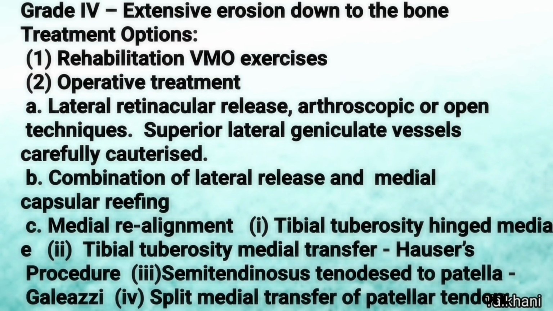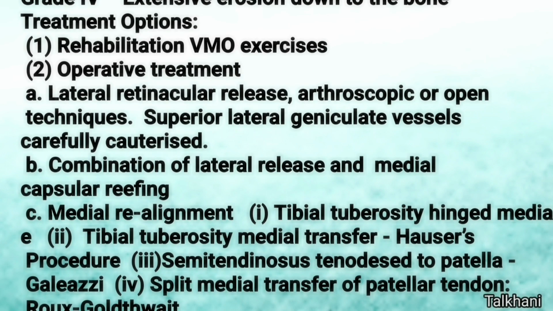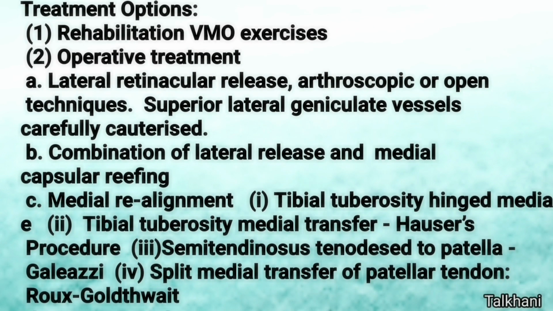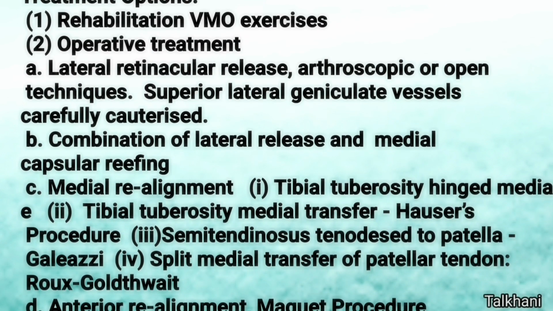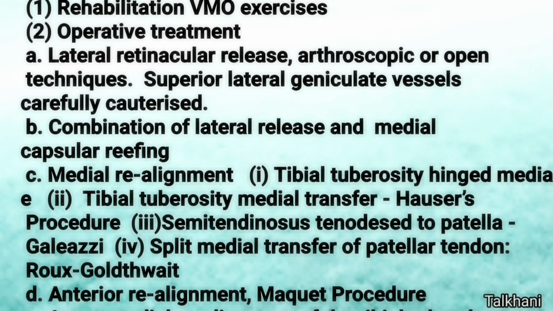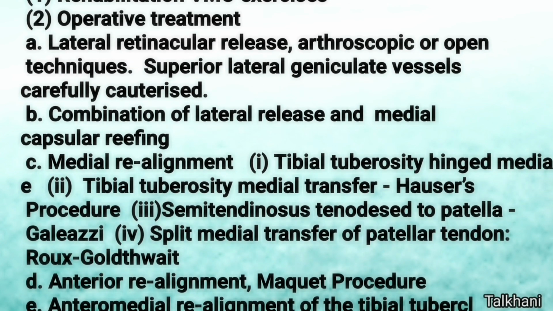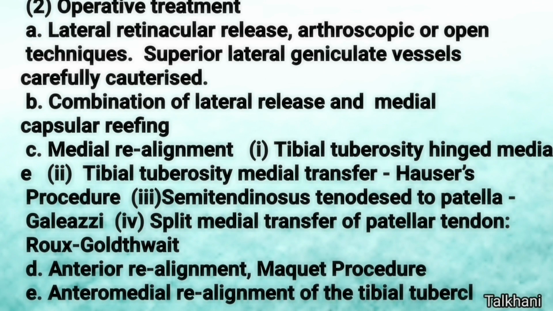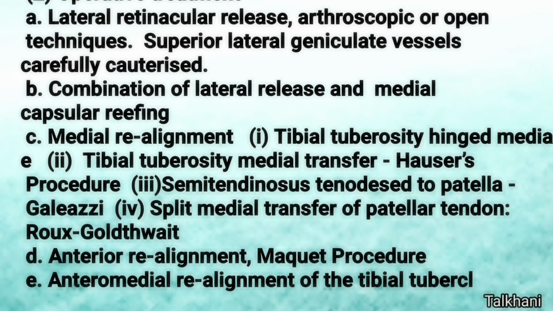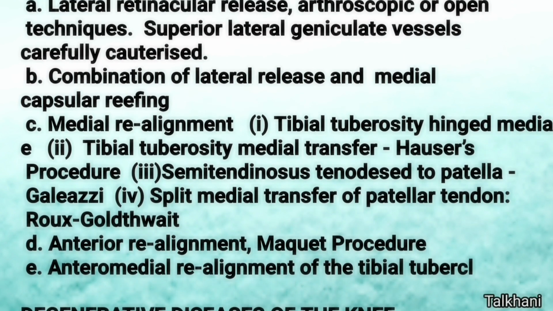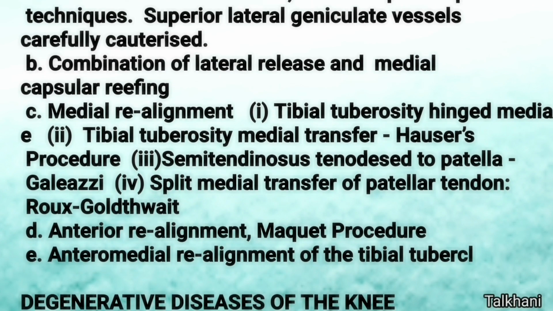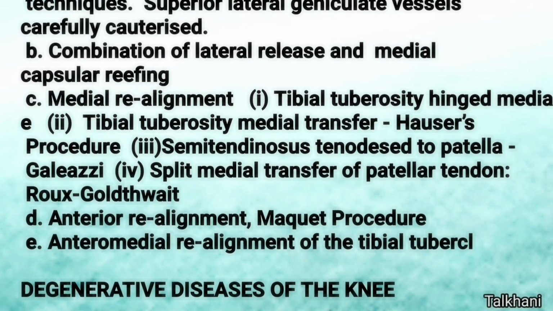Outerbridge classification of articular cartilage degeneration is: Grade 1, softening and swelling of the cartilage. Grade 2, fissuring and fragmentation, area less than 1.3 centimeters. Grade 3, fissuring and fibrillation, greater than 1.2 centimeter area. And Grade 5, extensive erosion down to bone.